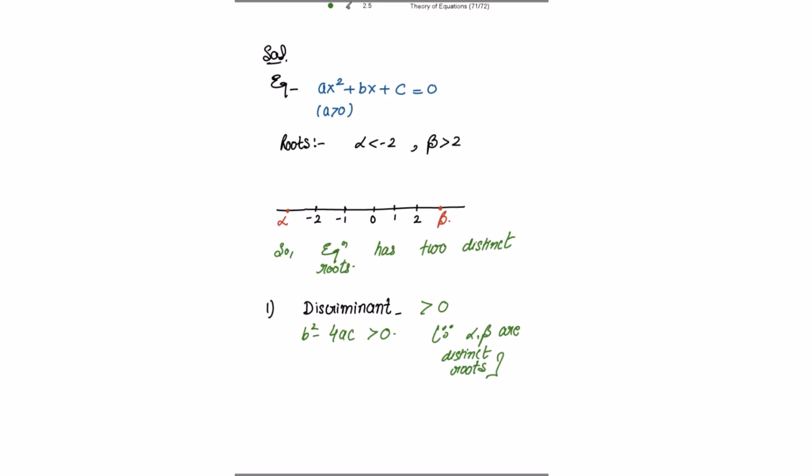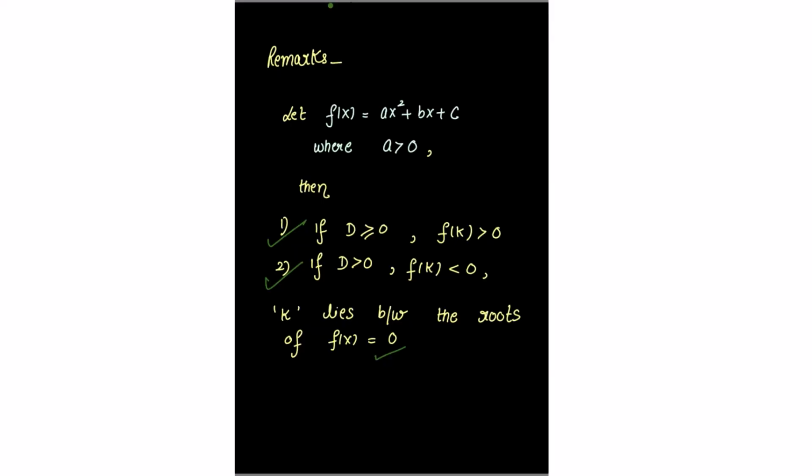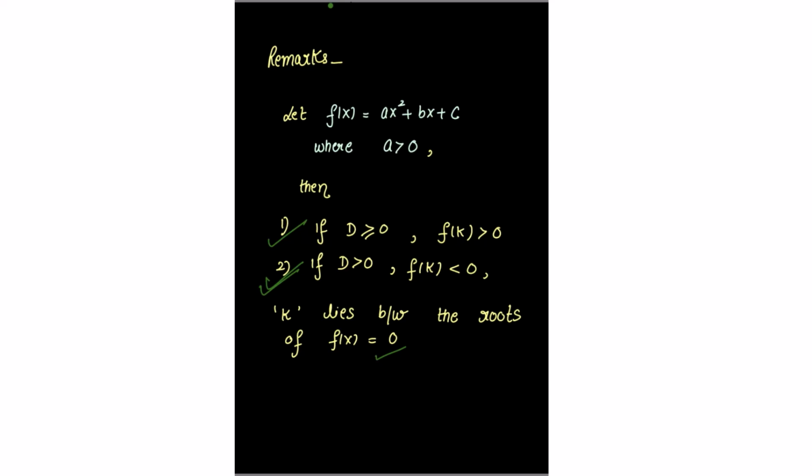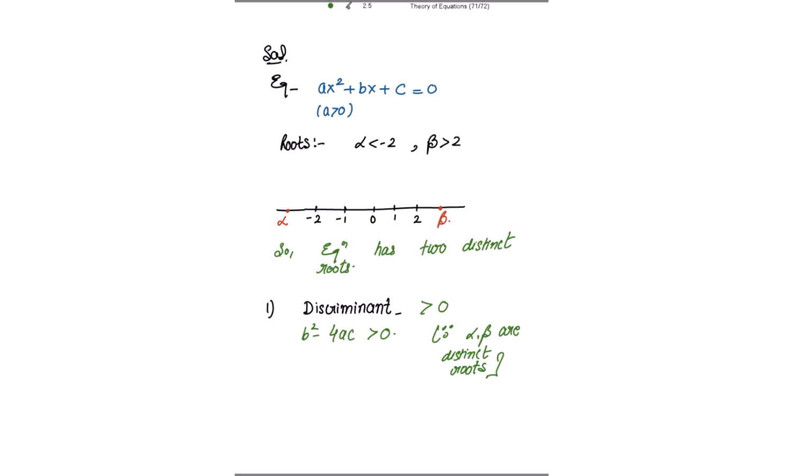Right? Okay. Second is, what can you say about the function ax²+bx+c? Is this function strictly positive or negative? According to the remark, please read this second remark. If the discriminant is positive, then f of k is strictly less than 0. What is k? It is the real number that lies between the roots of f(x) equal to 0. And what are the roots of f(x) given to us? That is alpha and beta.